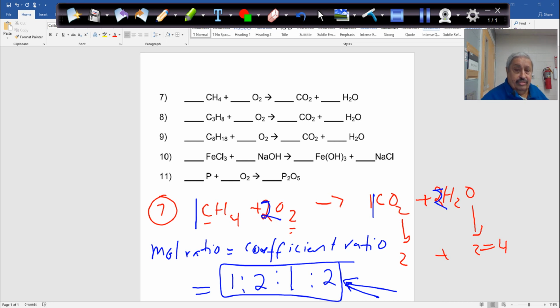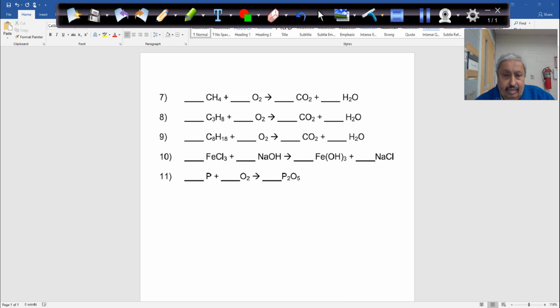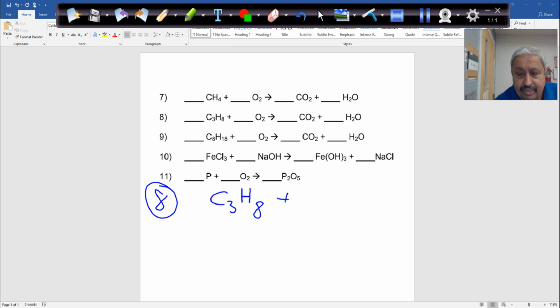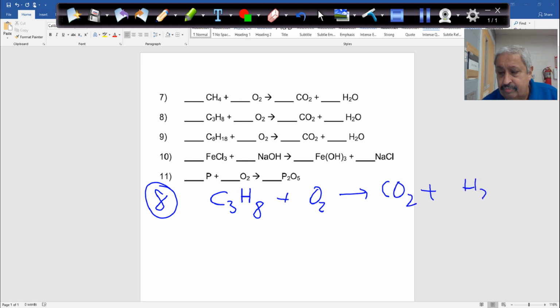So let's take number 8. Any question you have? Just let me know. No question? Straightforward? Okay, so number 8 is C3H8 plus oxygen gives CO2 plus H2O. Well, I have 3 carbons here, correct? So how about putting 3 here? I have 8 hydrogens here. How about putting 4? Now this will take care of carbon and hydrogen.